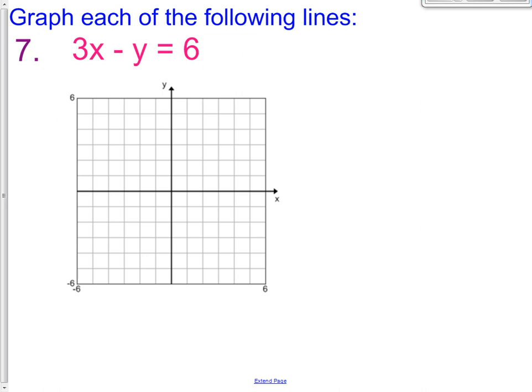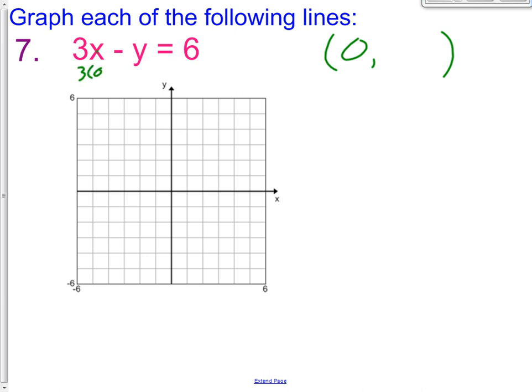Just get y all by itself, manipulate the variables in such a way that you get into y equals mx plus b form. But in standard form, sometimes the best way to do it is just to graph the intercepts. If I say, what happens when my x value is 0? I could find my y value very easily.